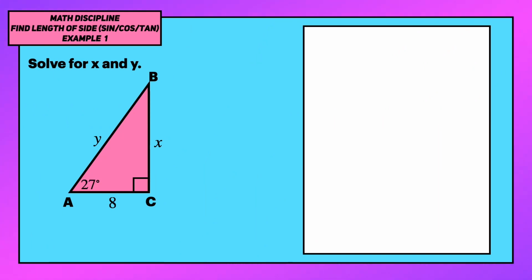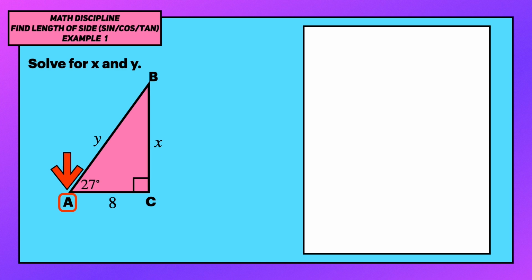In example 1, we know the measure of angle A, which is 27 degrees. We know the length of side AC, which is 8. We do not know the length of side BC, which is represented by the variable x. And we do not know the length of side AB, which is represented by the variable y.